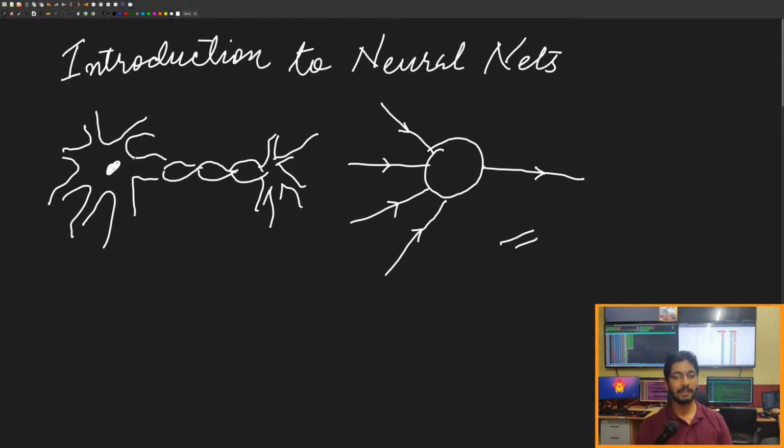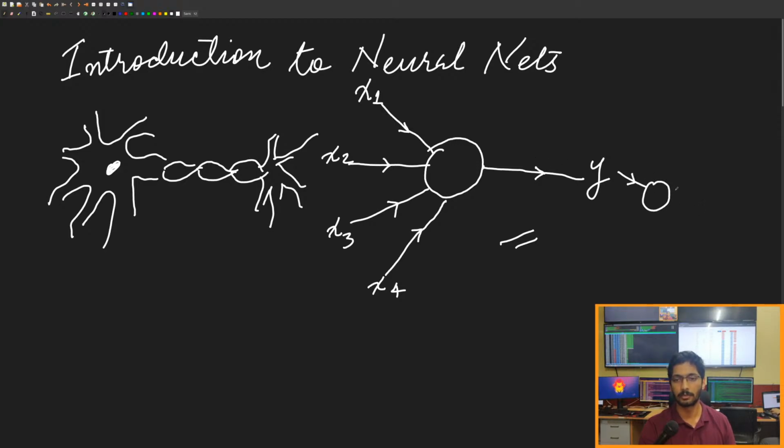If you squint at it, it is taking some inputs here. Those inputs usually are electrical impulses in your brain, but here we'll say that those inputs are numbers, some numbers x1, x2, x3, and x4. Based on those numbers, this gives some output, which we're going to call y. This output is then fed into some other neuron, which may be getting its inputs from other neurons, etc.